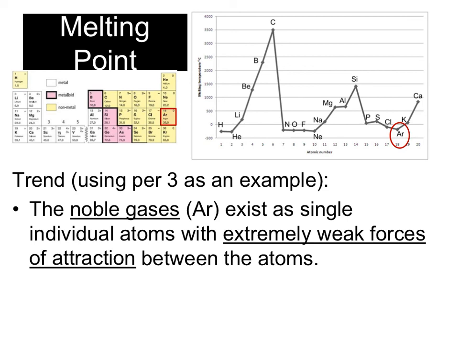The very bottom of any period would be the noble gas. So for period 3, that would be argon. Argon has the lowest melting point out of any atom in period 3, starting with sodium and going all the way through to argon. Argon is at the very bottom. Argon does not even have a covalent bond. Noble gases do not bond.